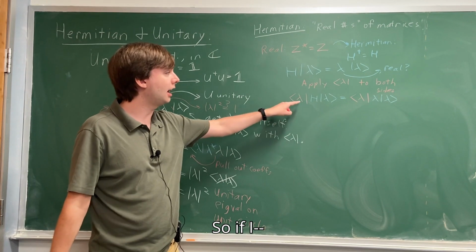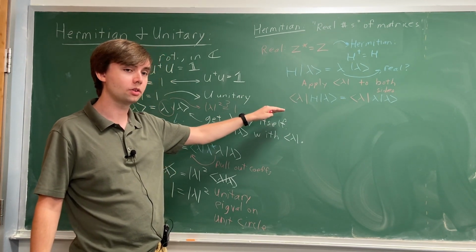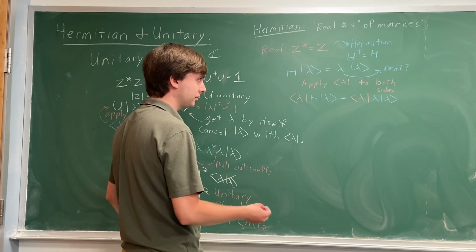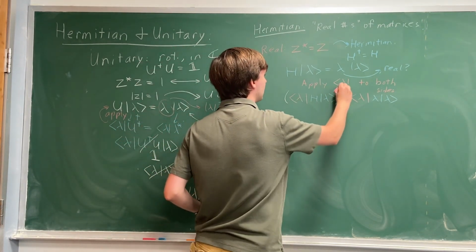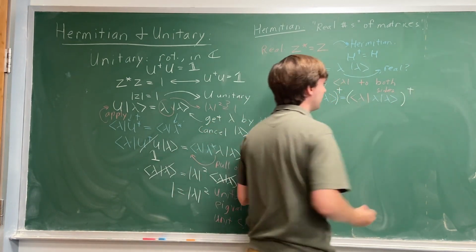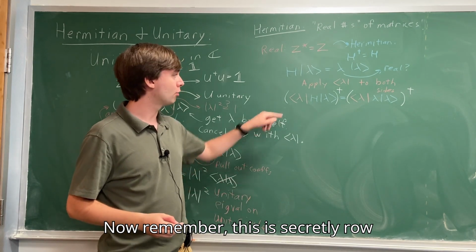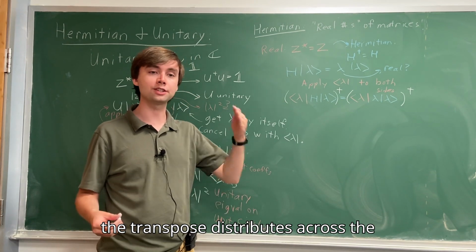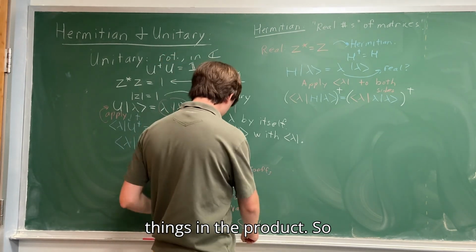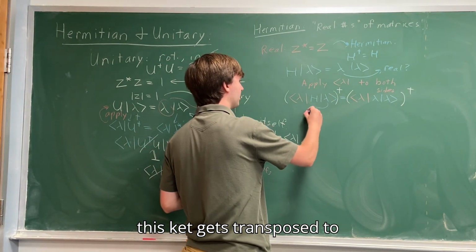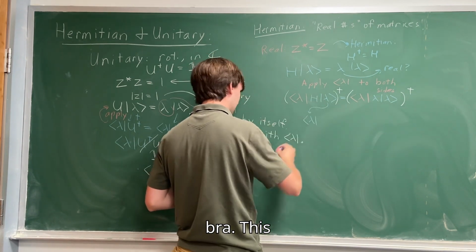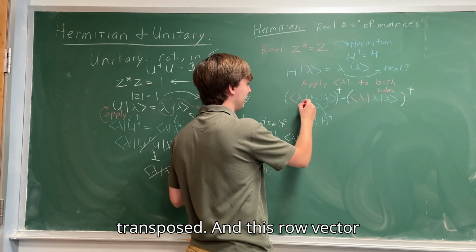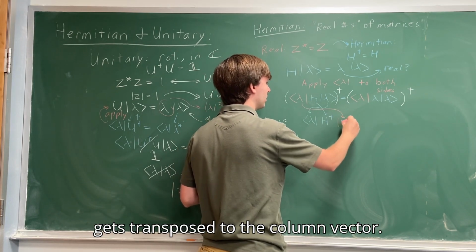So if these are just numbers, and I want to dagger both sides. I want to connect this to the dagger. Now remember, this is secretly row vector times matrix times column vector. All of these things get transposed. So the transpose distributes across the things in the product. So this ket gets transposed to the bra. This matrix gets daggered, complex conjugated and transposed. And this row vector gets transposed to the column vector.